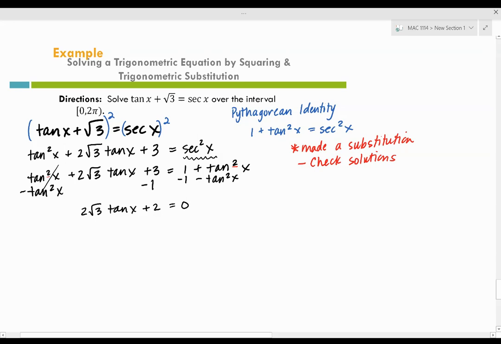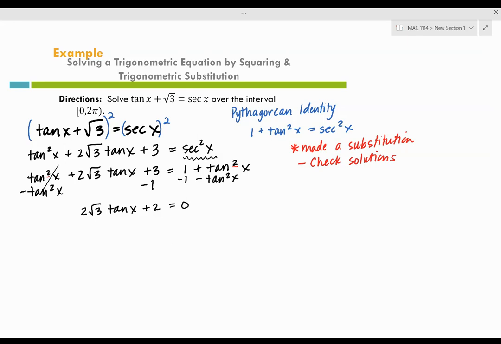Okay. So when I set everything equal to 0, the squared terms took care of themselves. They canceled out. So I no longer have to worry about this being quadratic. And now I only have one trig function. So it's linear. I can solve this like I normally would a linear equation. So my goal is going to be to get x by itself.